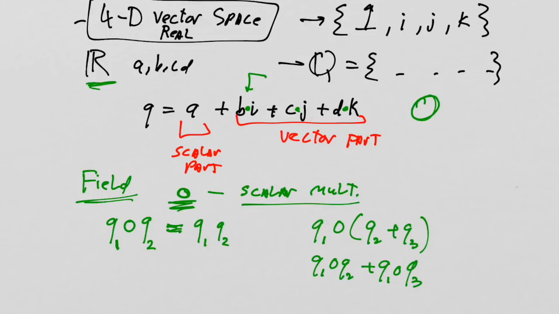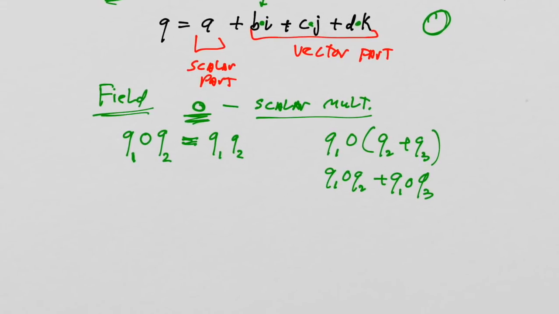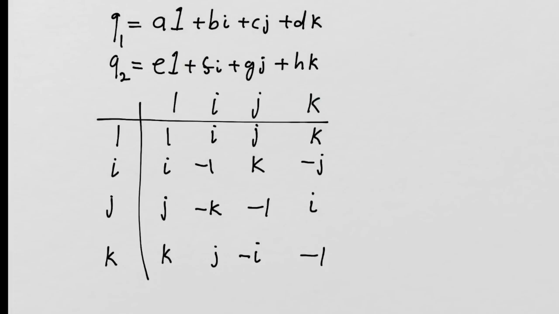So with that, knowing this distributive property, if we can define scalar multiplication for all of the basis vectors, then we can define the scalar multiplication for everything. So how do we define scalar multiplication for the basis vectors? Well, we do the most naive thing. We create a table. And this is our multiplication table.